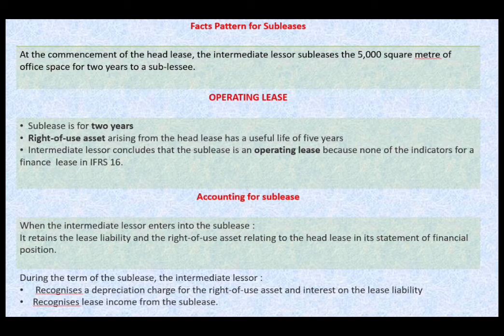The accounting for the sublease: when the intermediate lessor enters into the sublease, it retains the lease liability and the right of use asset relating to the head lease in its statement of financial position. During the term of the sublease, the intermediate lessor recognizes a depreciation charge for the right of use asset and interest on the lease liability. It also recognizes the lease income from the sublease.